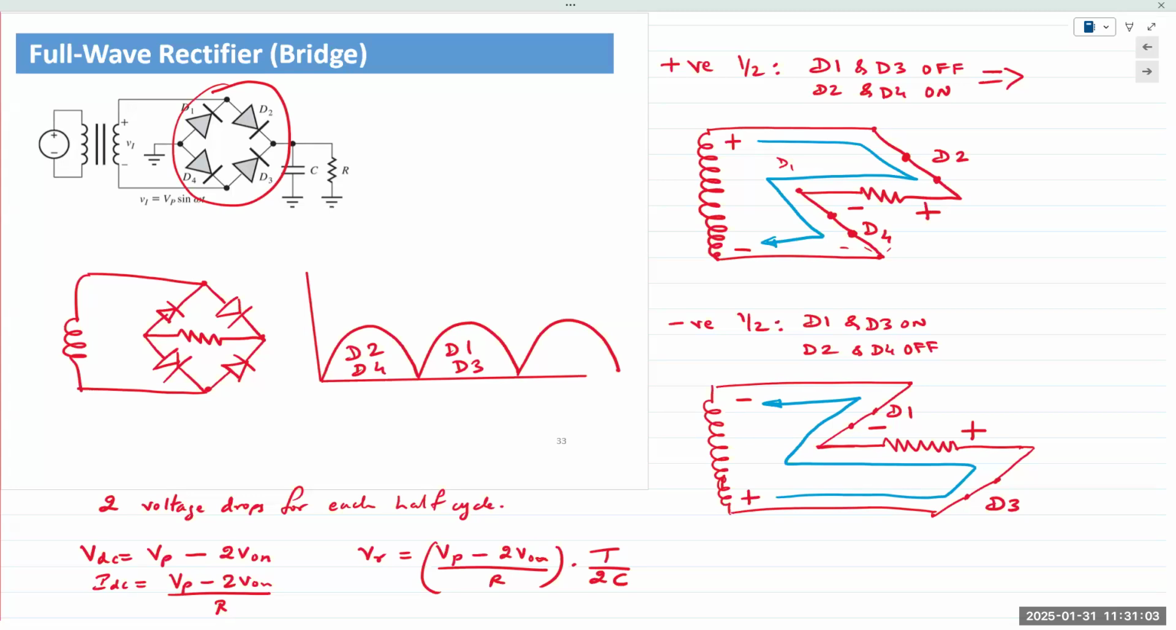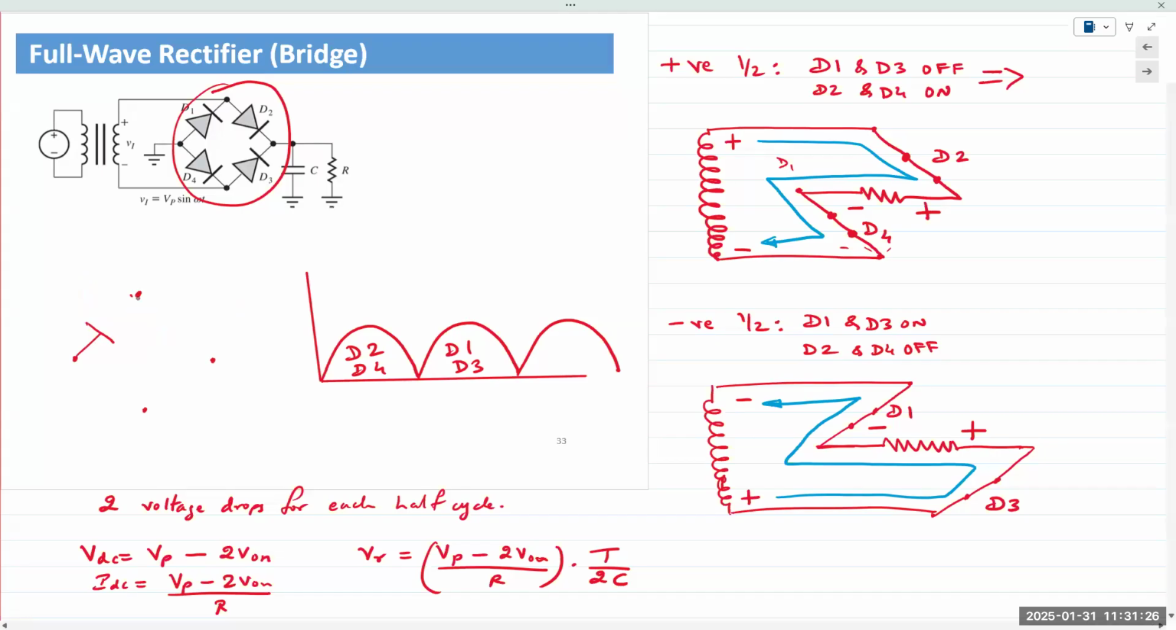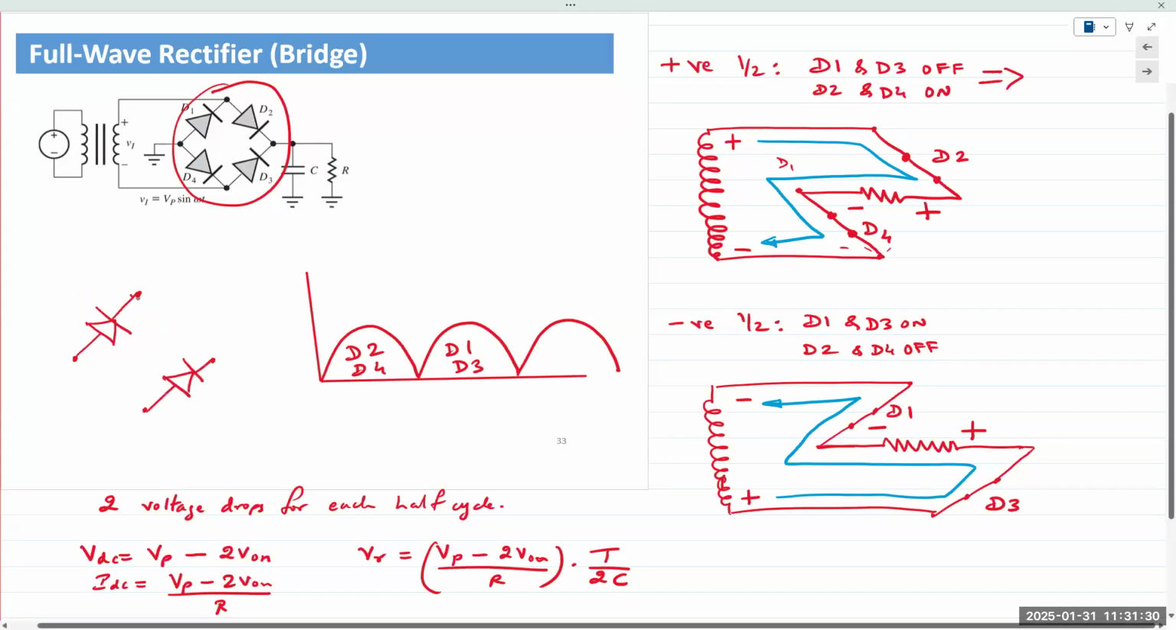So the way you would want to build this circuit, and you're going to do this next week in the lab, is you keep an eye on this. The bridge configuration, you have 4 points. And I typically always like to remember it like this. You have 2 diodes pointing up, and you have 2 diodes pointing down.